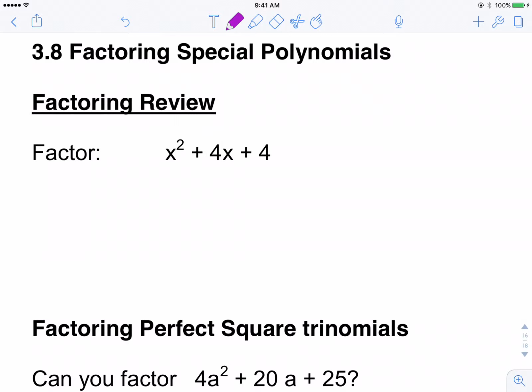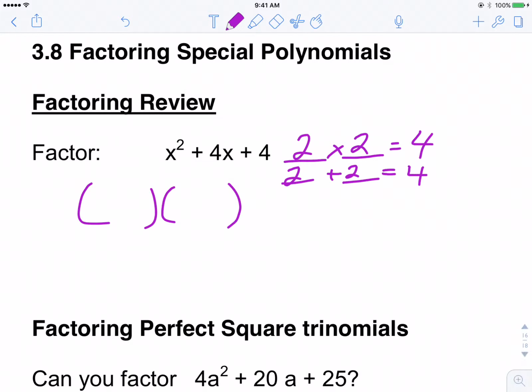Remember, at this point you should be going, okay, I need two numbers that will multiply together to give me 4, and those same two numbers are going to add together to give me 4 as well. I go through my factors of 4, 1 and 4 and 2 and 2, and I realize my answer has got to be both positive 2 and positive 2, because 2 times 2 is 4, and positive 2 plus positive 2 is 4. Now I write my binomial factors, brackets, I put my x in the front, and I go plus 2, filling in the numbers I've just found.